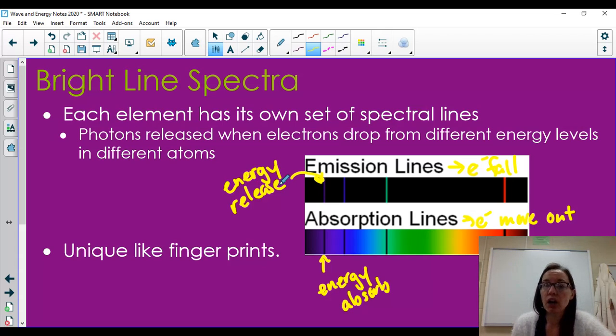The pattern comes from how many electrons are in which energy levels, because that determines where they have room to move as the electrons absorb energy. Think of it like fingerprints. All of us have unique fingerprints that identify us. These patterns of emission and absorption, due to the unique arrangement of the electrons in the elements, produce specific and unique spectral patterns.